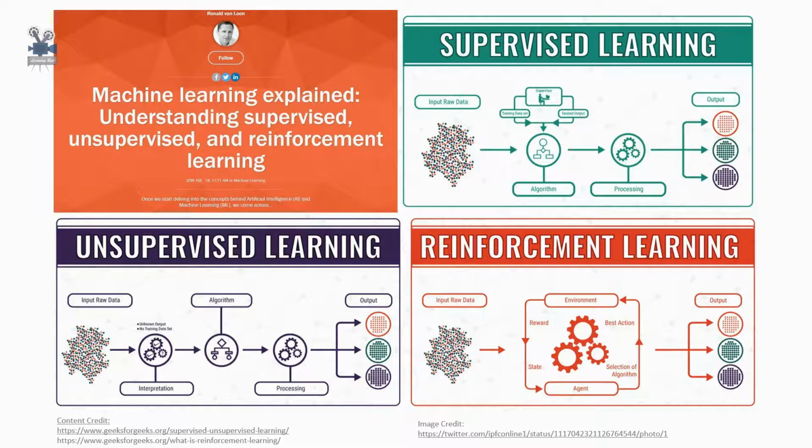Reinforcement learning differs from supervised learning in a way that in supervised learning, the training data has the answer key with it, so the model is trained with the correct answer itself, whereas in reinforcement learning, there's no answer, but the reinforcement agent decides what to do to perform the given task. In absence of a training dataset, it is bound to learn from its experience.